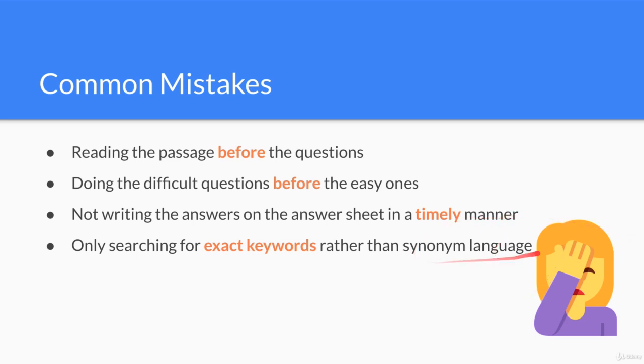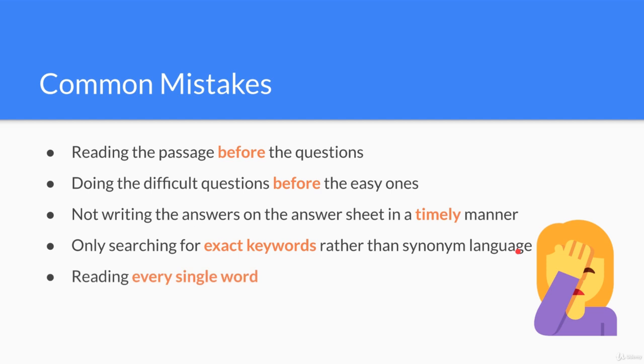All of that is synonym language, and you have to look for the language that means the same thing as the specific keyword that you're looking for. So don't search for the exact keywords, rather search for the synonym language. You're going to see many different examples of this throughout this course when we answer the different question types. So you'll get more insight on that very soon.